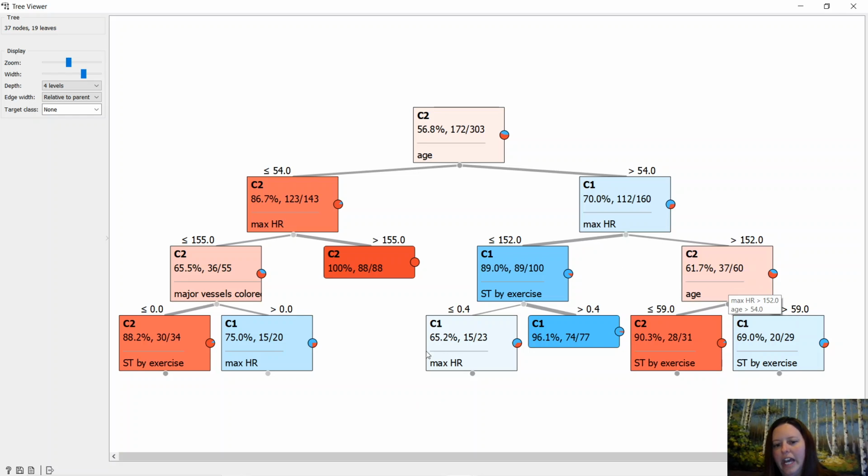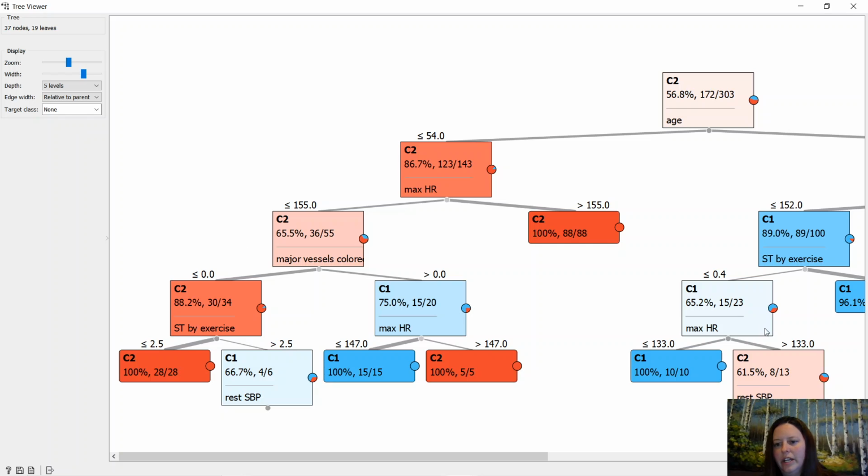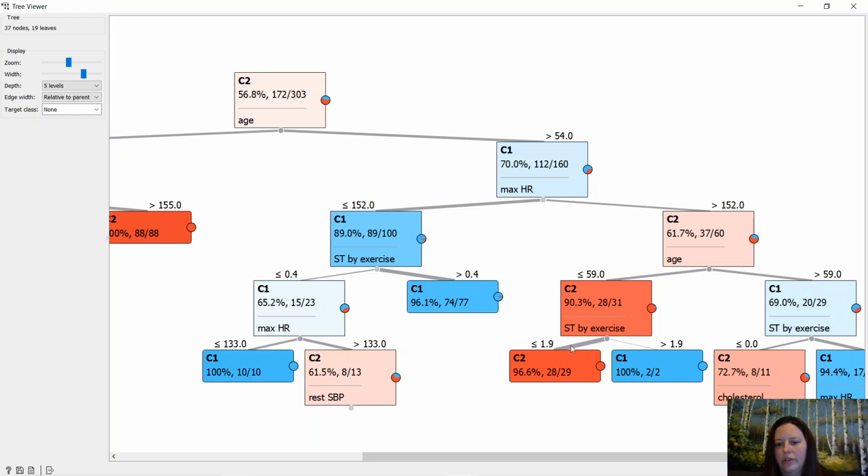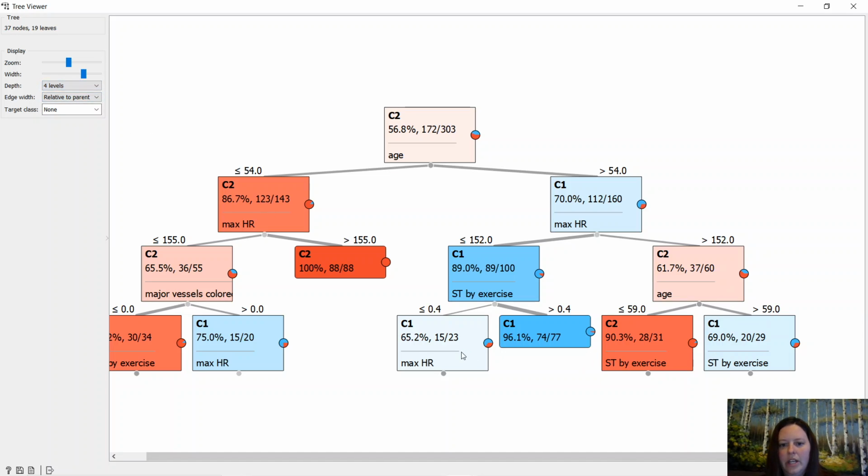That is because we lowered our levels. If you go up another level, there's red again, and over here there's red again. You know you're at the bottom when your circle is completely filled in. I wanted to point that out too. Our maximum heart rate, but we're not at the bottom of this decision tree. We just went down four levels, but there are more levels to look at if you wanted to. But we wanted to keep it a quick decision tree.